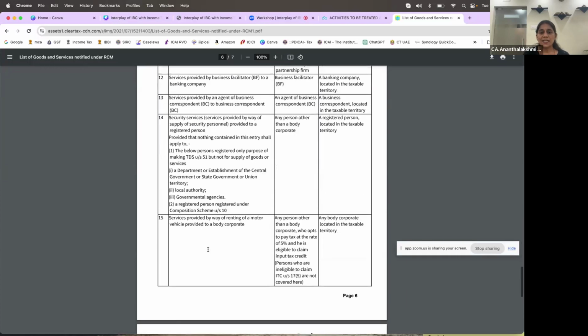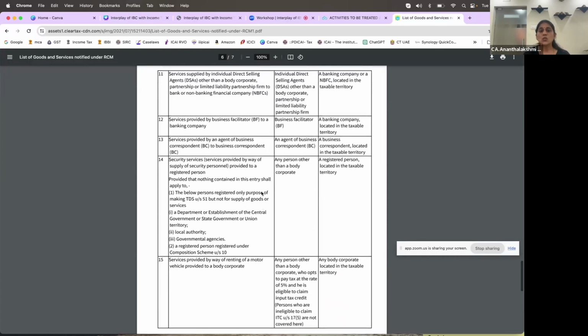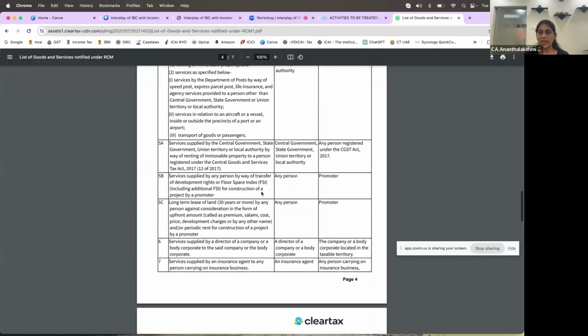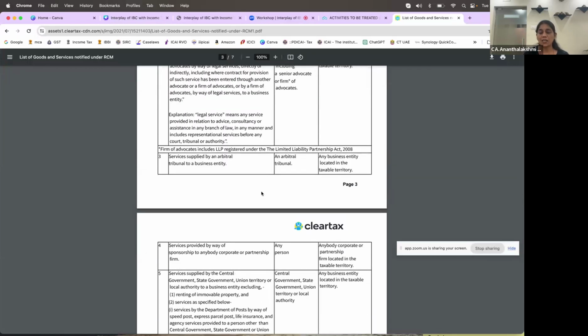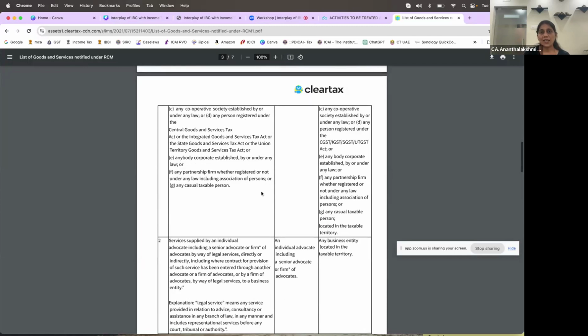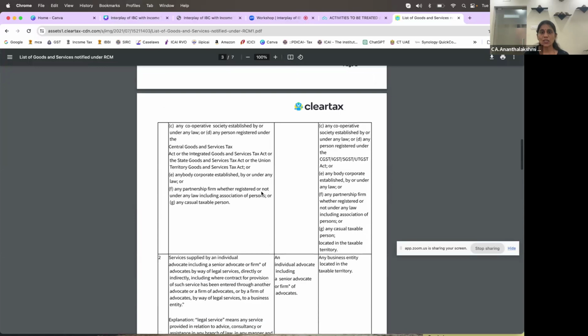Then the 15th: services provided by way of renting of motor vehicle provided to a body corporate, by any person other than a body corporate who opts to pay the tax at the rate of 5% and is eligible to ITC. This is not relevant for us. So security personnel is covered, advocate is covered. If you are renting the property from the central government, state government or local authority, that case is also covered.